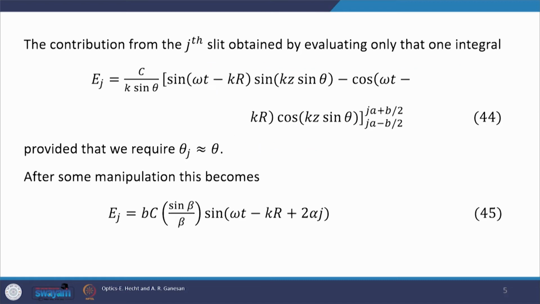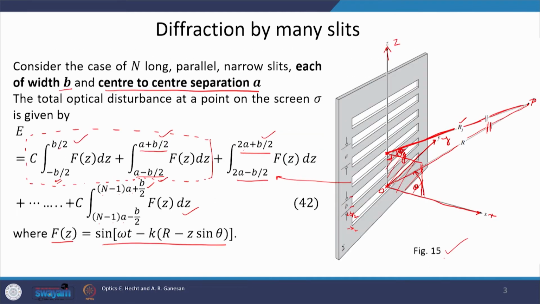Now, with this we will solve the jth integral, and after integrating we get equation number 44. While solving this integral, we assume that theta j is equal to theta. Let us go back to the figure.